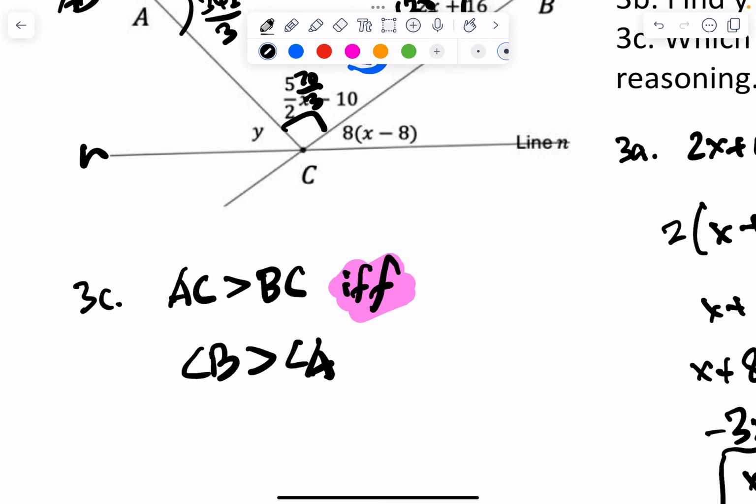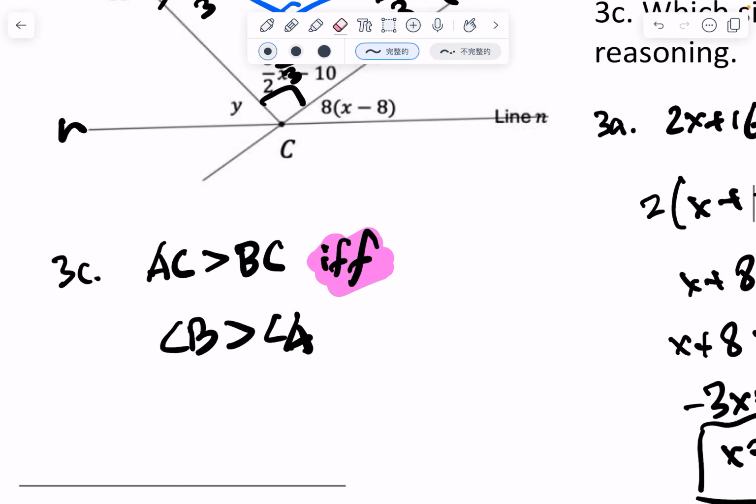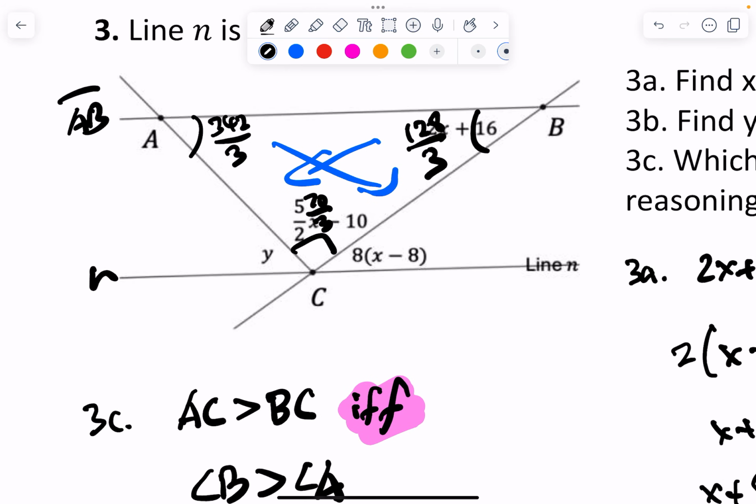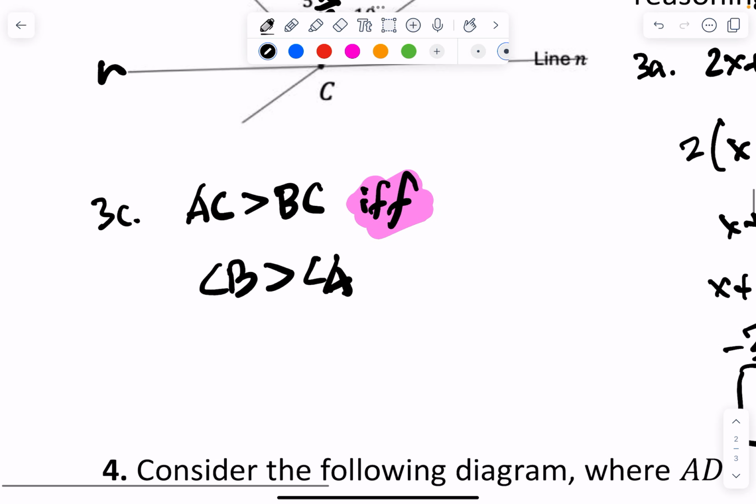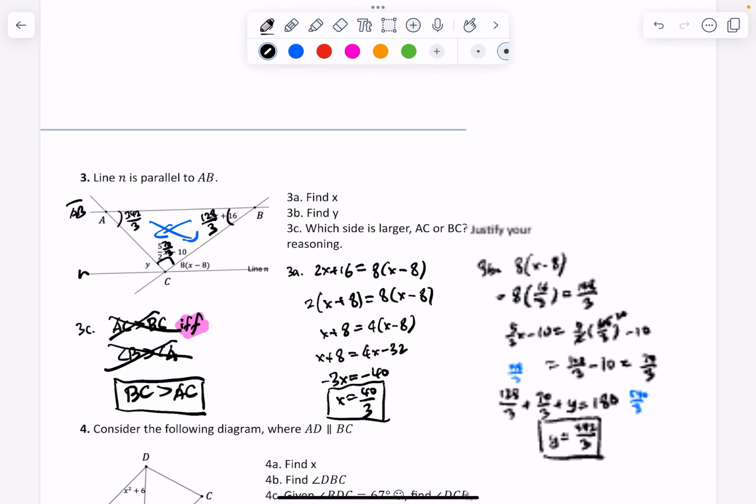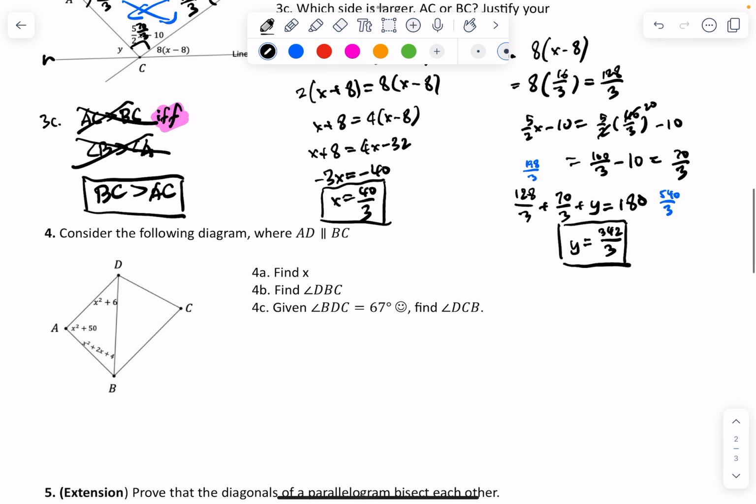In other words, what this is saying is if this is true, then this is true, and the converse is also true. If B is larger than A, then AC is also larger than BC. In math, we call this a biconditional statement. Okay, this is just some fancy math notation. And then is angle B larger than angle A? No. So this is not true. So we have BC is greater than AC. And then you can write the justification on the side, using your propositions, etc.